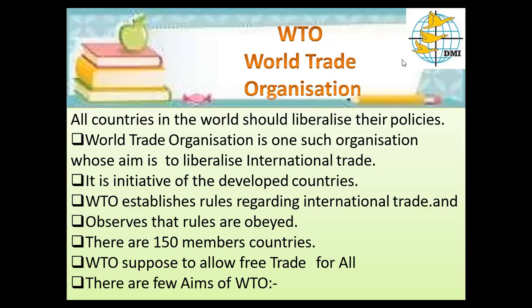WTO is supposed to allow free trade for all. In practice, it is seen that the developed countries have unfairly retained trade barriers. On the other hand, WTO rules have forced the developing countries to remove the trade barriers. An example of this is the debate on trade in agricultural products.